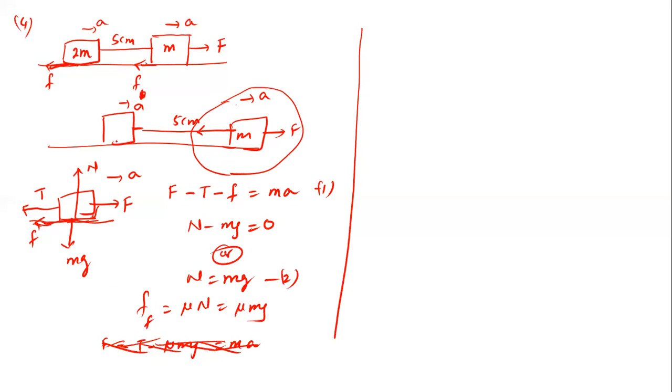Now let us take up the second block. Second block is here like this. There's a string connected to it. The block moves because the same tension is acting here. Tension is acting here. This force will not act here. This force only acts on this object. Tension is acting there. Moving with a uniform acceleration. There is a frictional force. This is resting on the table. So mg is downwards. Normal force is upwards.